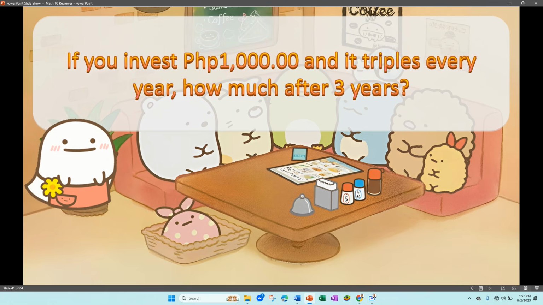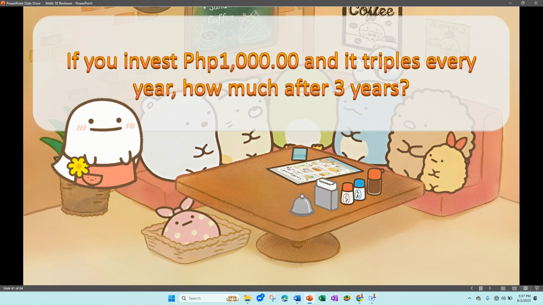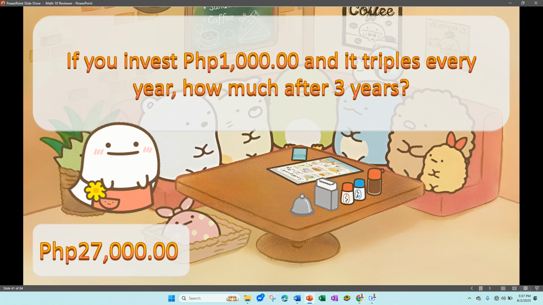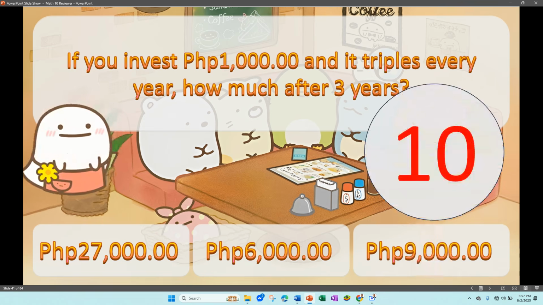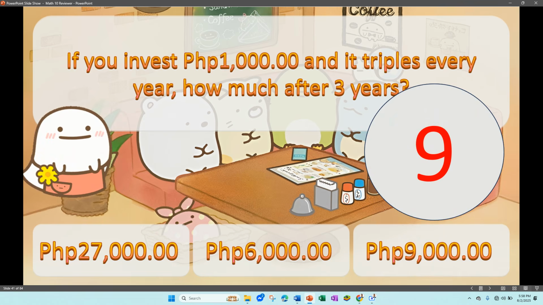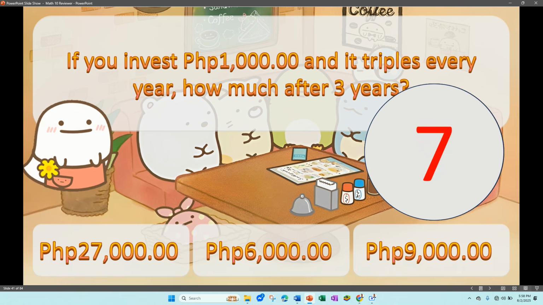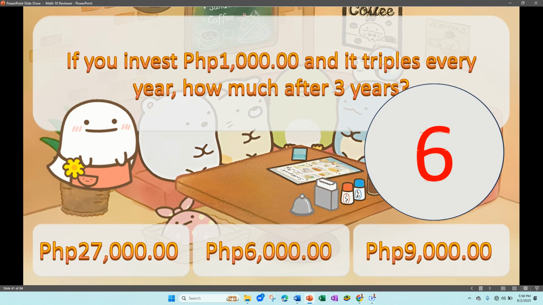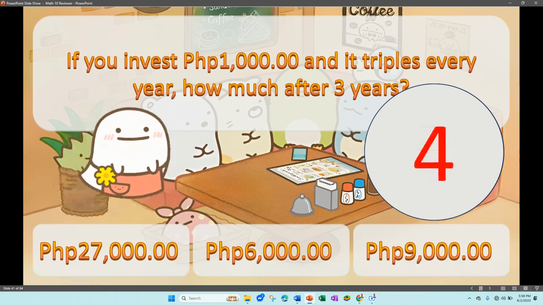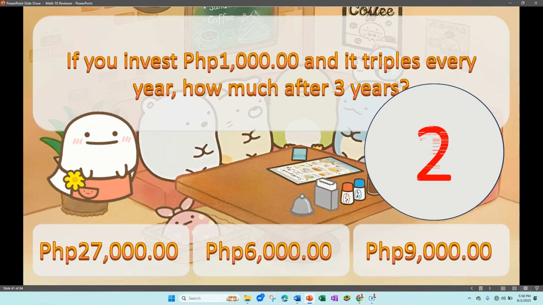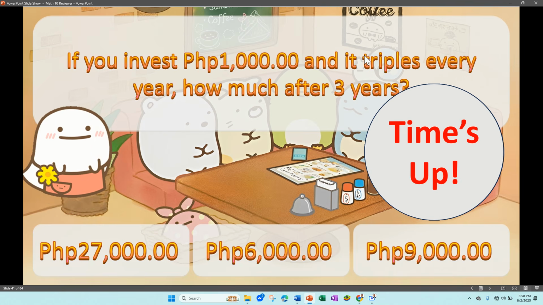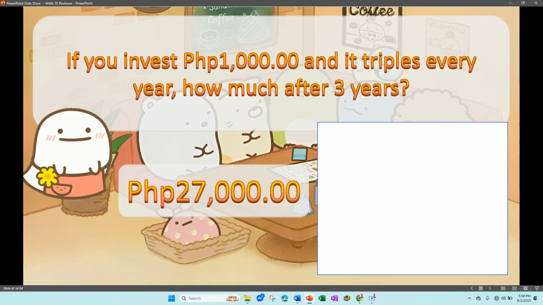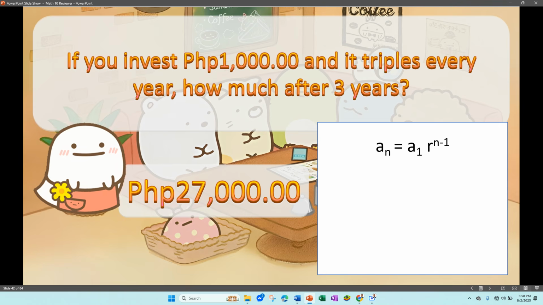If you invest 1,000 pesos and it triples every year, how much after 3 years? 27,000, 6,000, or 9,000? Okay, time is up. So this is all about geometric because of the word triples. So gagamitan natin ng geometric sequence formula, and this is it.